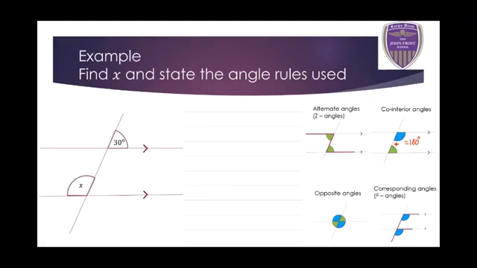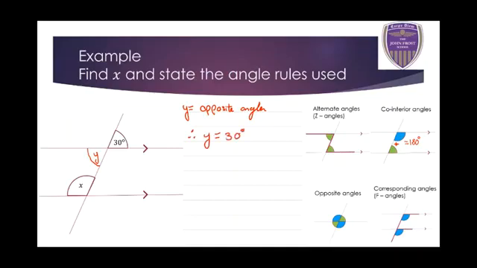So we're going to try and find this angle. I'm going to call it angle y. Again we can see angle y is opposite angle 30 around the same point. So for y, we're going to use opposite angles. Therefore y equals 30 degrees.